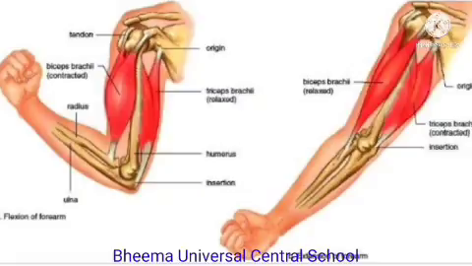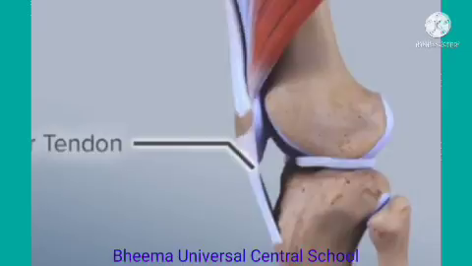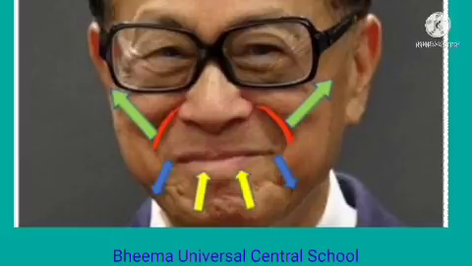For example, our arm movement is controlled by two muscles, biceps and triceps. The muscles that move your body parts are attached to your bones by strong fibers called tendons. Movement of our body requires muscles to work together. For example, you use around 15 muscles when you smile.